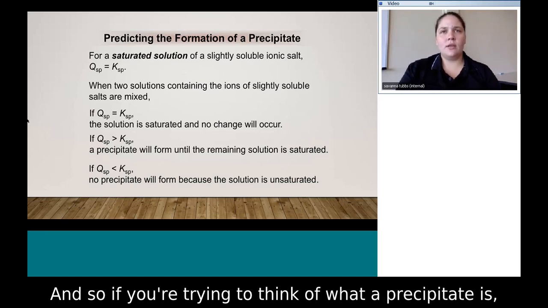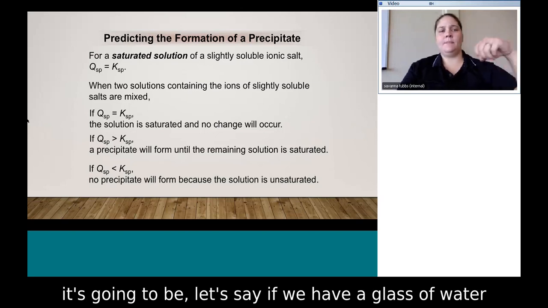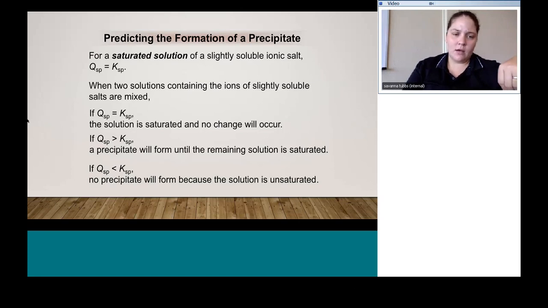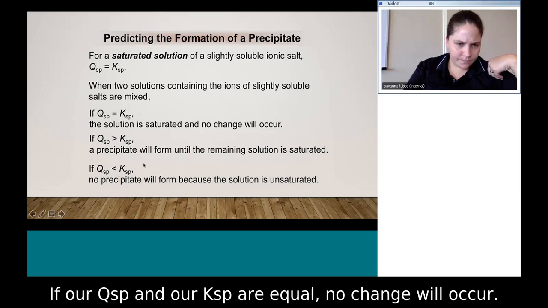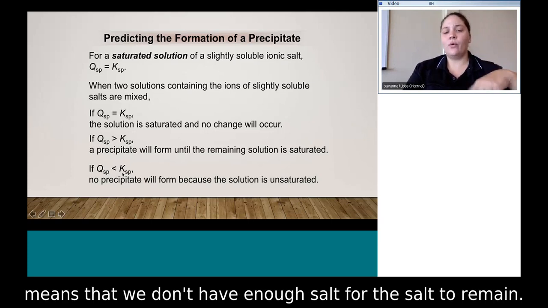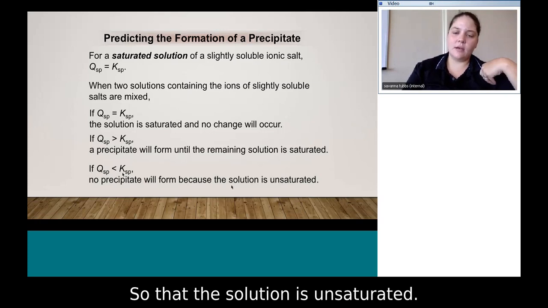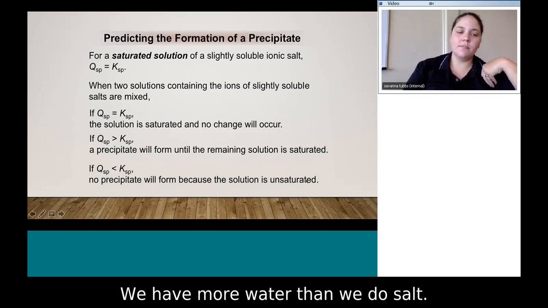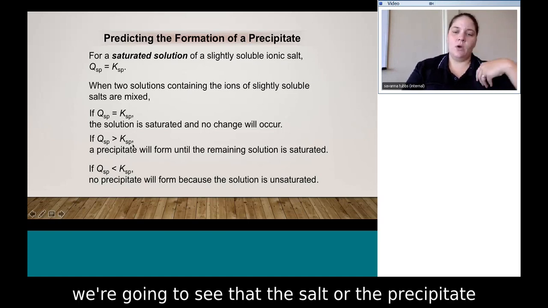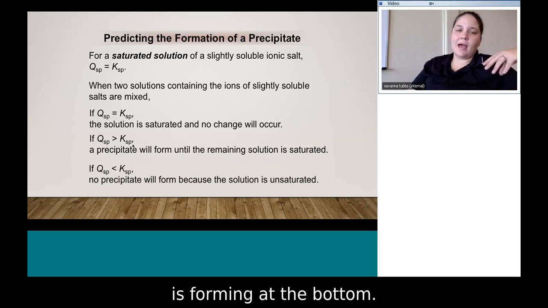And so if you're trying to think of what a precipitate is, let's say we have a glass of water and we add salt into it, and you're sitting there stirring it. If our Qsp and our Ksp are equal, no change will occur. If our Qsp is less than our Ksp, it means that we don't have enough salt for the salt to remain, so the solution is unsaturated. We have more water than we do salt. And then for Qsp greater than Ksp, we're going to see that the salt or the precipitate is forming at the bottom.